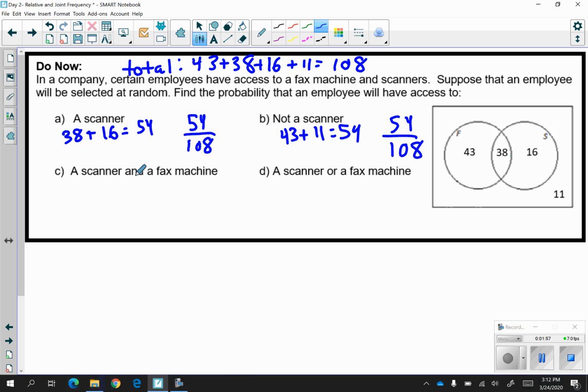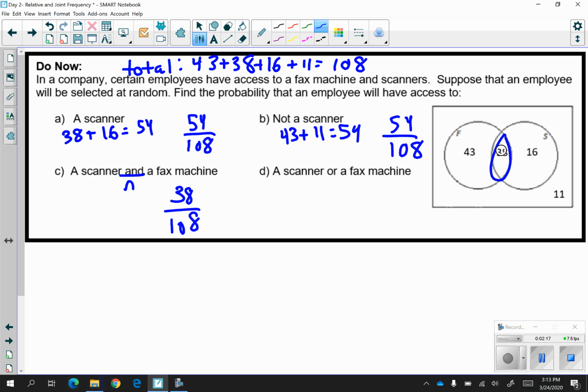For the next one, a scanner and a fax machine, keep in mind that your symbol for and is the upside down U. It represents the intersection or the overlap. That's 38 out of 108 people.